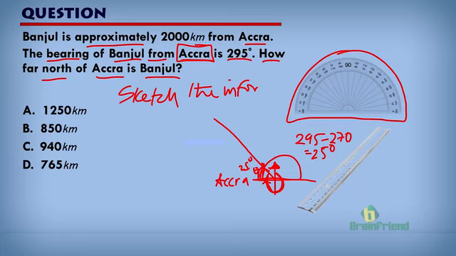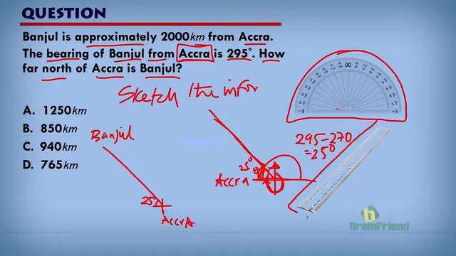So mark out 25 degrees on your protractor and draw the line. So we have that. Let's make that neat here. This point alone that we are interested in is 25 degrees. We've marked that. This is Accra. Okay, and we have Banjul at the other point. Remember, you are doing this at home with a paper, with your protractor, and a ruler.